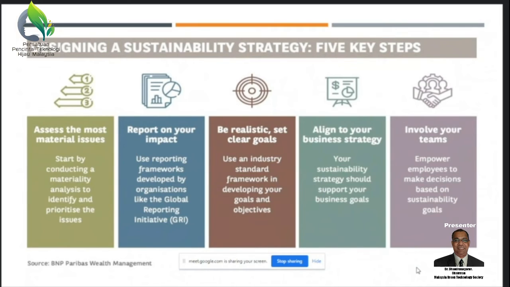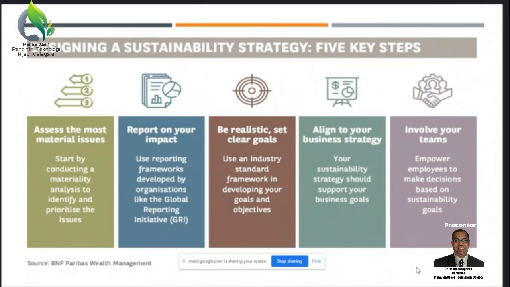Then third, be realistic. Set clear goals. Use an industry standard framework in developing your goals and objectives. Align to your business strategy. That's very important. That's the 4th step you're going to do. Your sustainability strategy should support your business goals, right?